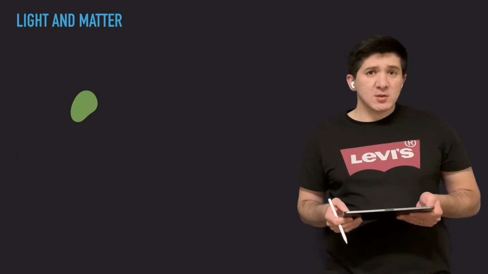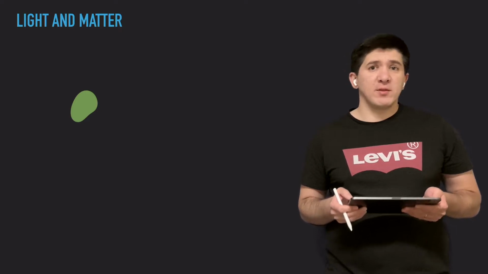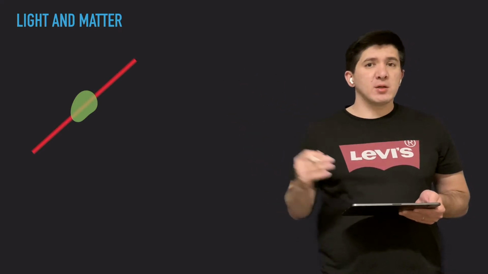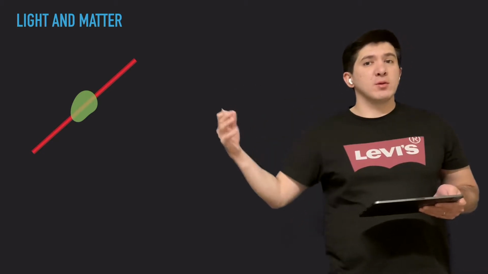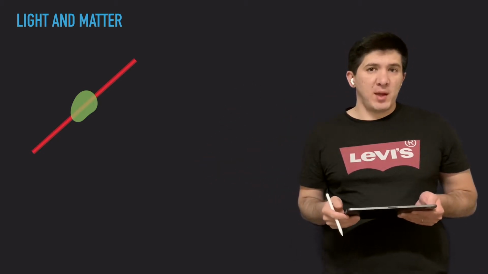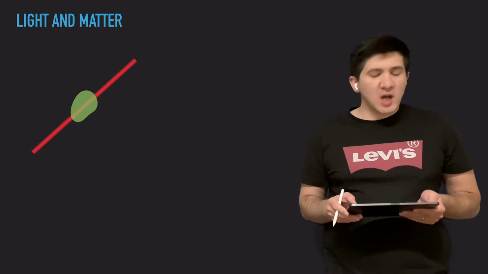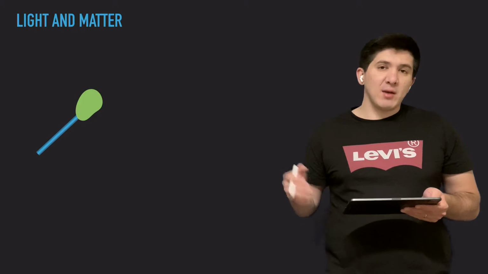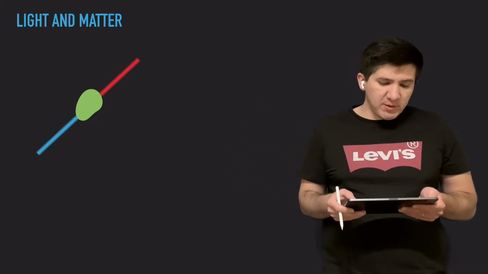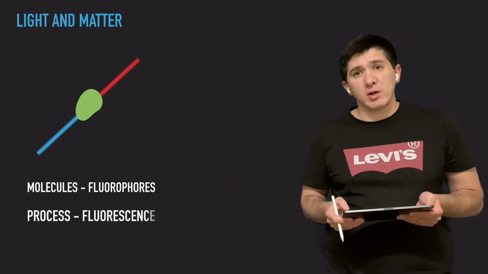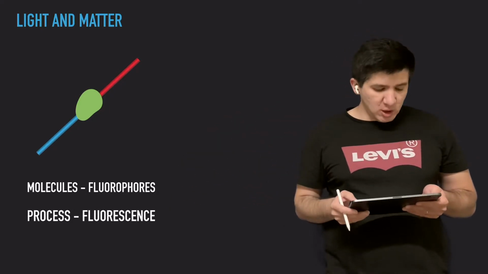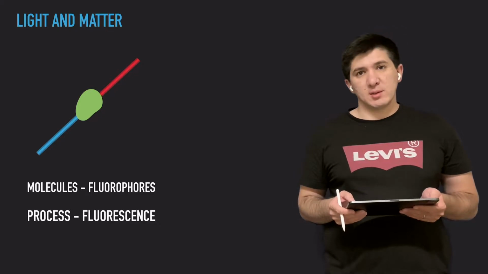So it's always interesting to understand the interaction of light with matter. Light can go through the matter, or it can bounce off or scatter from the matter. There is a certain type of molecule which can absorb light and then re-emit that light. This type of molecule is called a fluorophore, and this process of absorption and then re-emission is called fluorescence.